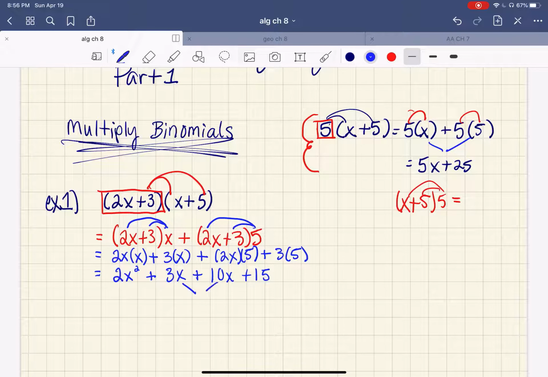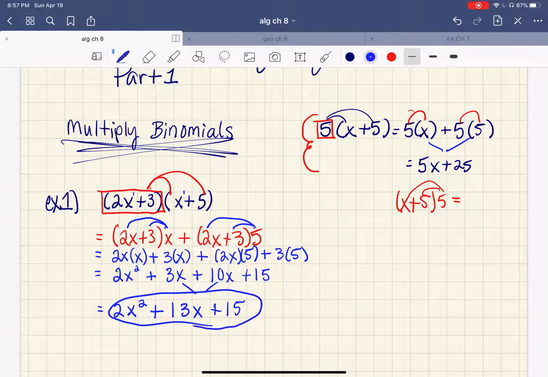The last thing that I need to do is combine like terms, and you're going to be seeing a lot of combining like terms in these problems, especially when you have x to the first power and x to the first power in your binomials. You're going to see some terms that need to be combined. So 3x plus 10x is 13x plus 15. And oh my goodness gracious, we just took two binomials and we made them into a trinomial.